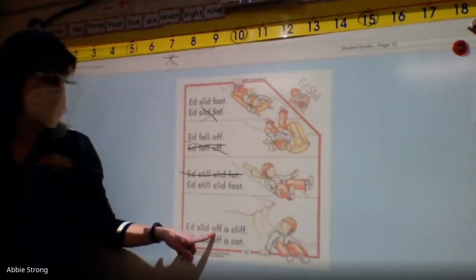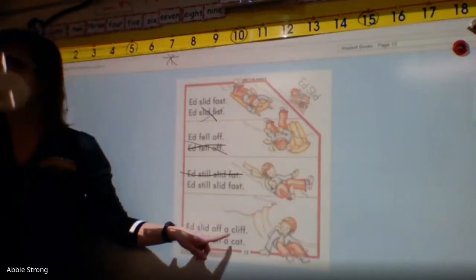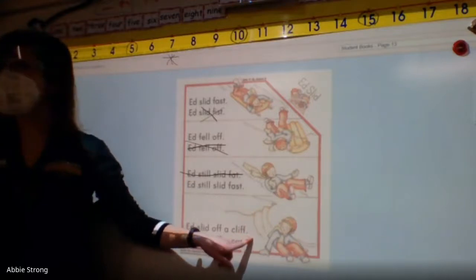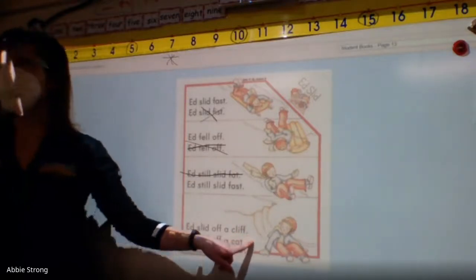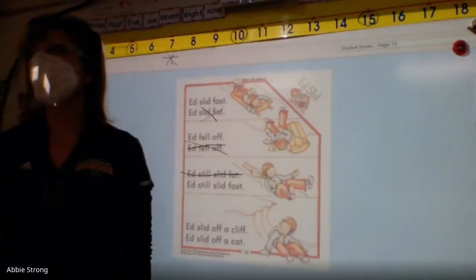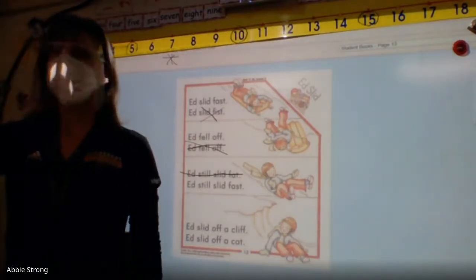Ed slid off a cliff. Can somebody explain to us what is a cliff? No. Addison, what's a cliff?